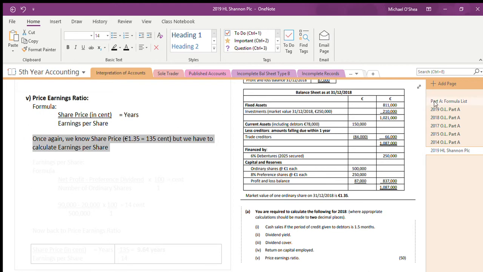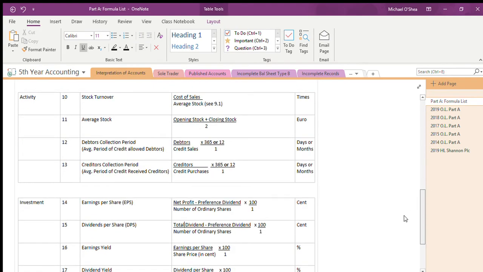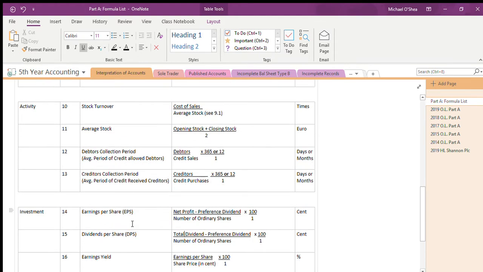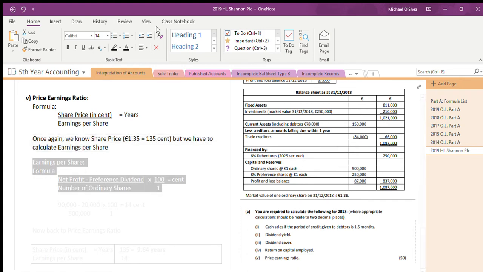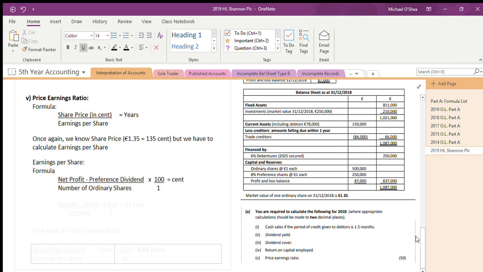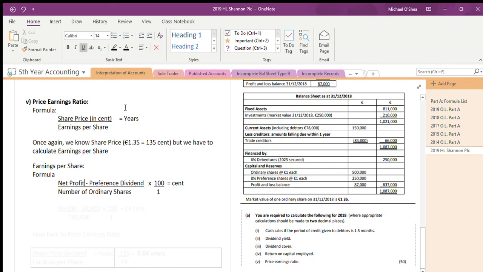Just like all our other formulas, they're all up here. This is my list of all the formulas. You have this list of the 20. My earnings per share is here. So I've copied that formula in already. This is my formula. It's my net profit minus preference dividend divided by the number of ordinary shares. My net profit, already seen this. Net profit here, 90,000. Minus preference dividends. We've already worked this out above. We've used it twice. My preference dividend was 20,000.